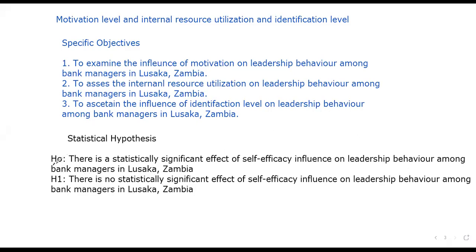So it implies that if you say H naught, it means there is no statistically significant relationship, and H1 means there is a statistically significant relationship. I hope I've understood the contribution, but I think that's what Chippy is trying to imply. Thank you for that observation.